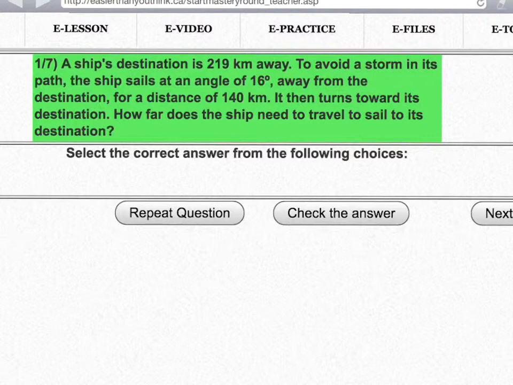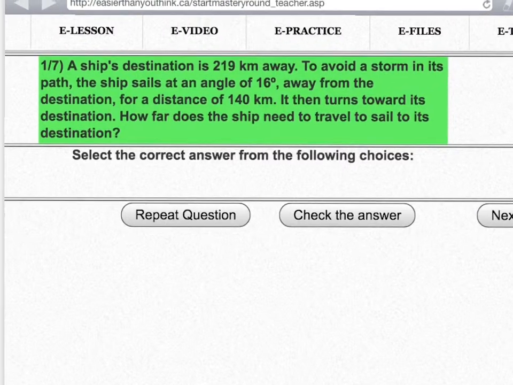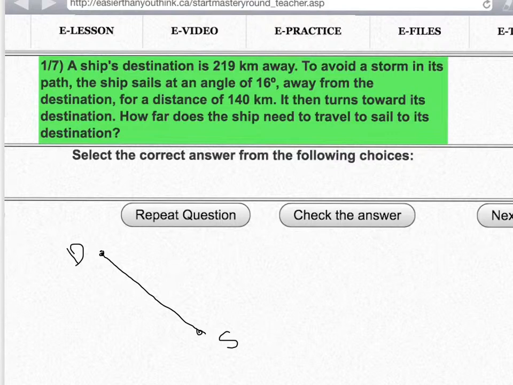Okay, I know a ship is 219 kilometers from a destination. Let's say the destination is here, okay, and the ship is here. But instead of going straight here, because of the storm, this guy has to go either right or left, it doesn't matter. If you want to draw the line to the left, do it. And this angle is 16 degrees, so this is 16. And it goes how many kilometers? It goes 140 kilometers. Remember that originally it was 219 kilometers from the destination, okay?